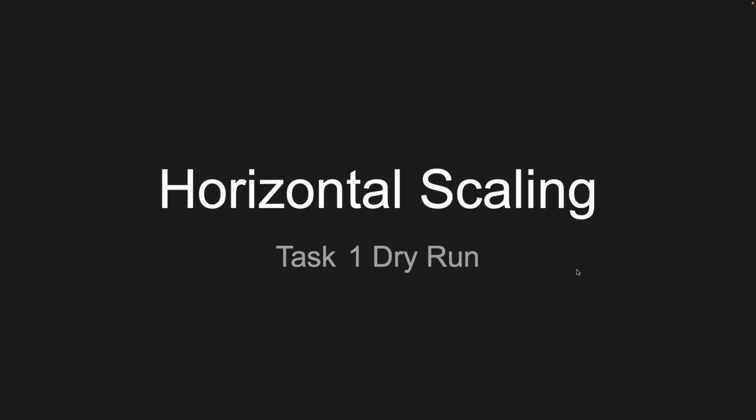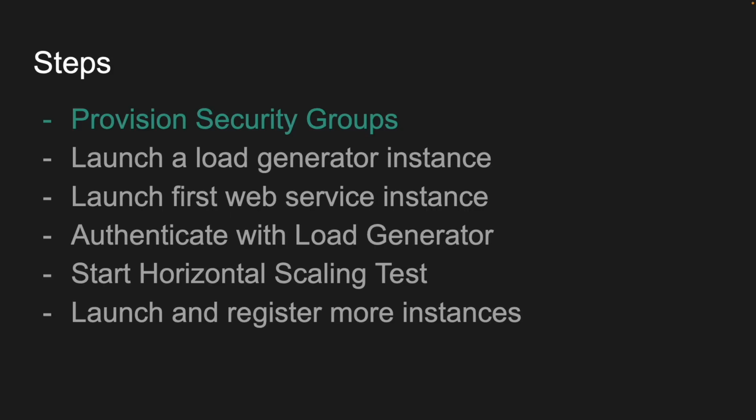In today's video, we'll be going over an explanation of Task 1 using the AWS console. Here, we have a rough overview of the steps we'll have to take. The first step is to provision security groups, which we will later use and attach to the resources, like the instances that you will launch.